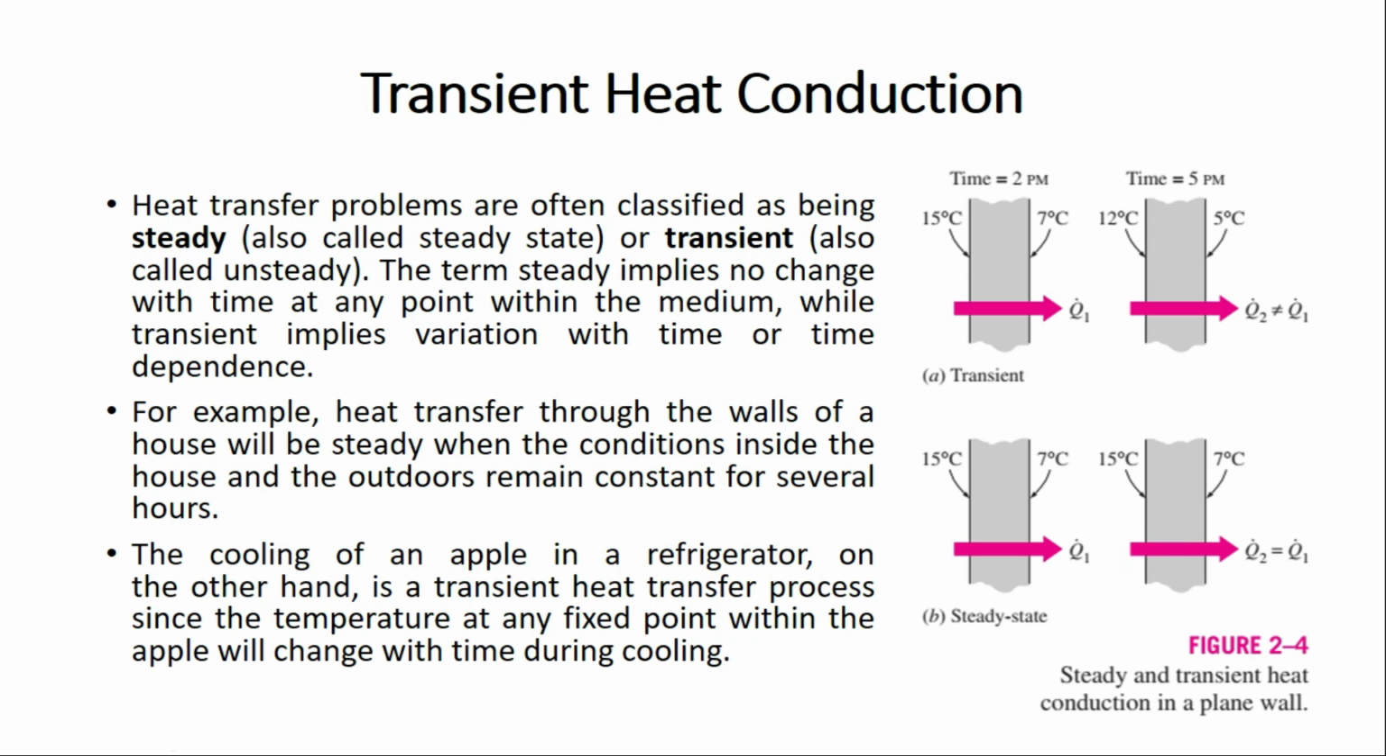For example, heat transfer through the walls of a house will be steady when the conditions inside the house and outside the house remain constant for several hours. The cooling of an apple in a refrigerator, on the other hand, is a transient heat transfer process, since the temperature at any fixed point within the apple will change with time during the cooling process.